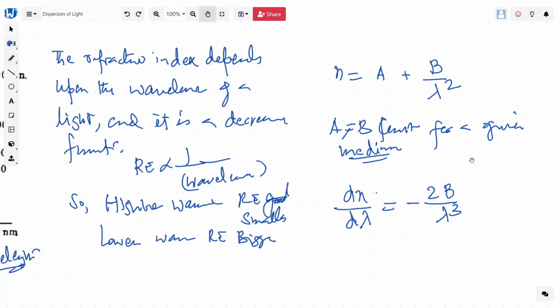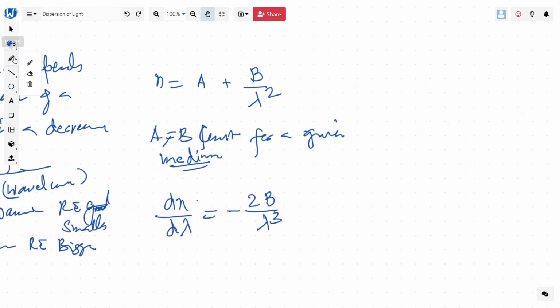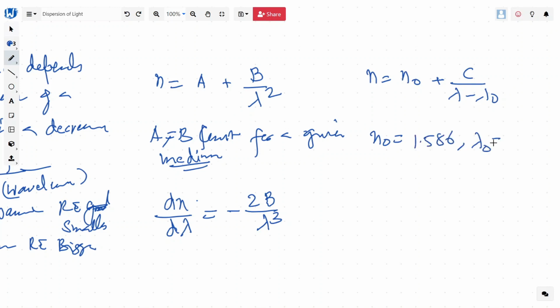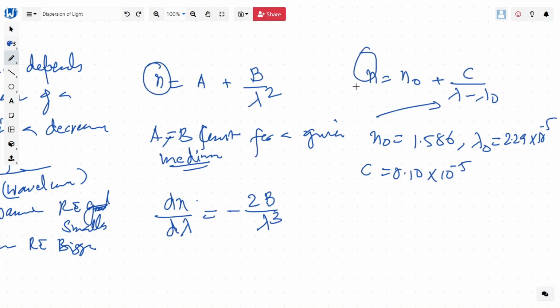Another function people have found is n is equal to n naught plus c divided by lambda minus lambda naught, where n naught is given to be 1.586 and lambda naught is 2.29 into 10 to the power minus 5, and c is 0.1 into 10 to the power 5. By plugging in lambda, you will be able to find the refractive index. Sometimes the question will be given like that, so you will need to find the refractive index as it varies with lambda.